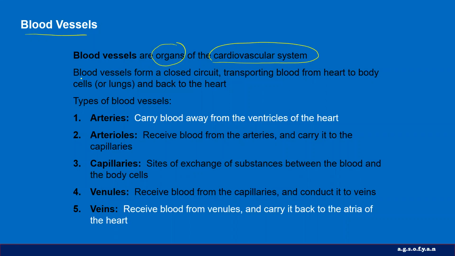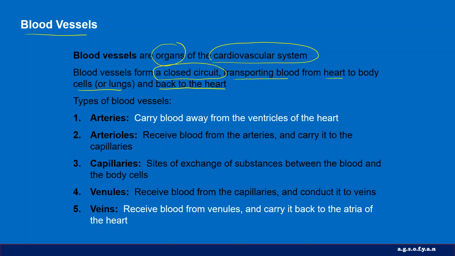And again, remember that the blood vessels form a closed circuit. From the heart, they go to our organs and go back to the heart. So there is no blood loss during this circulation. The blood vessels transport blood from the heart to the body tissue, cell or organ, and then back to the heart. Remember, it starts from the ventricles and then goes back to the atrium.